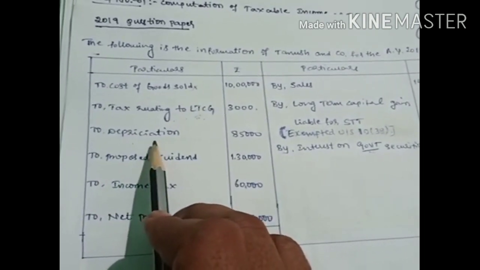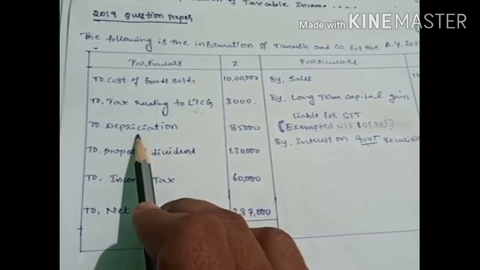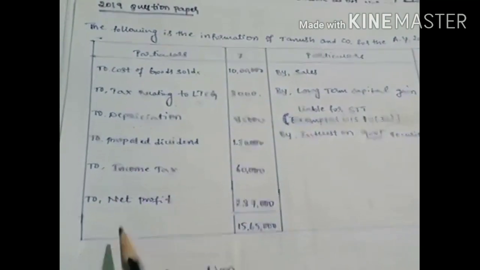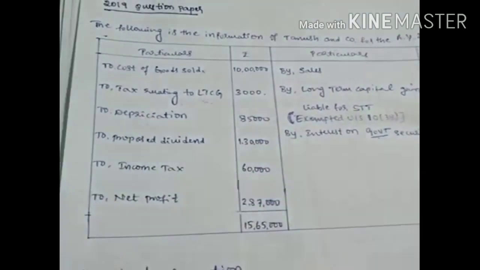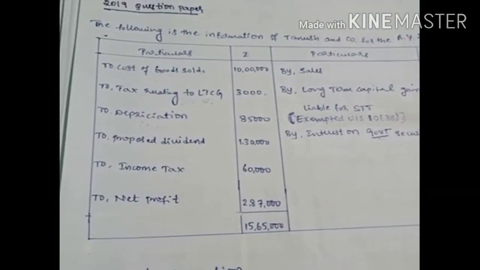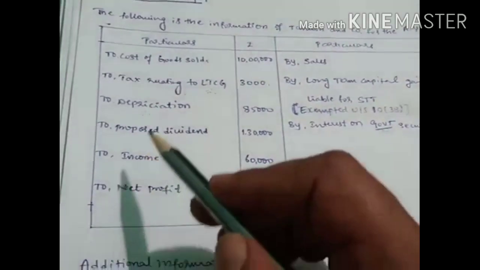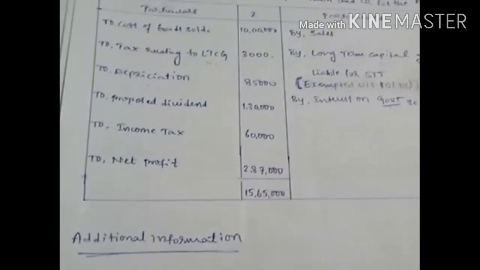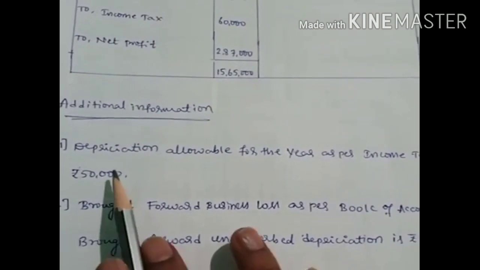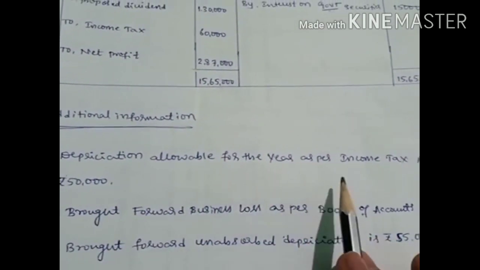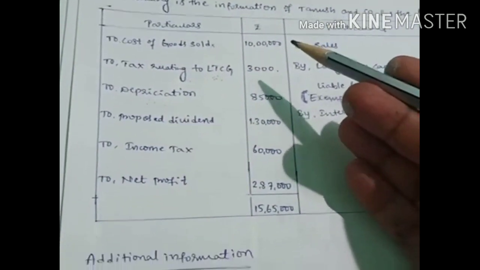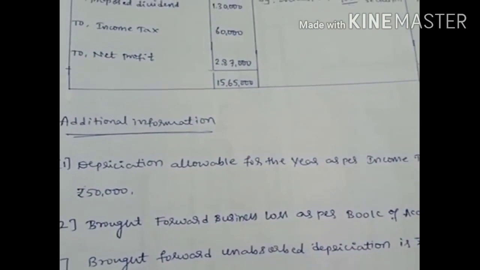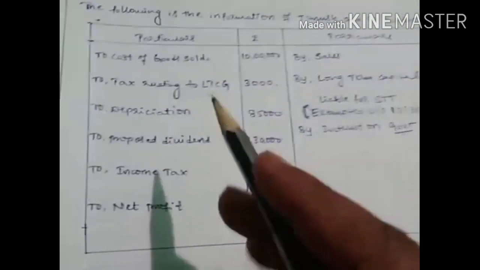Next one is depreciation. I already explained: if depreciation is provided under the P&L account as well as in the adjustments, the P&L account amount has to be added back as a non-business expense, and the amount provided under adjustment will be considered a business expense. In this problem they provided both. Depreciation allowable as per income tax, 50,000, is given. So 85,000 will be added as a non-business expense, and 50,000 will be deducted as a business or allowable expense.